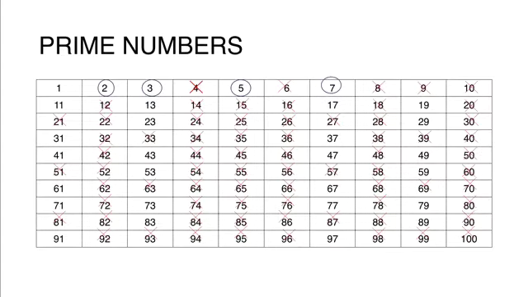The next prime number is 7. So circle the 7 and cross out all the multiples of 7. That is 7, 14, 21, etc. all the way up to 100. If you're not sure of your 7 times table, you just have to count up by 7s. Press pause to complete this.